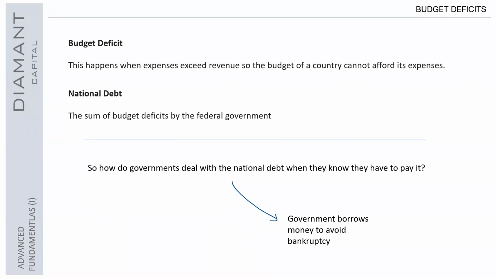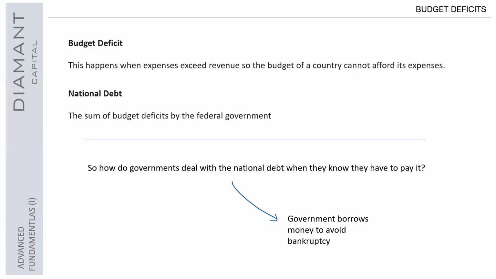So a budget deficit happens when expenses exceed revenue, so the budget of a company or of a country cannot afford its expenses. Now, the difference between budget deficit and the national debt is that national debt is the sum of budget deficits by the federal government. So think of it as a budget deficit is one part of the equation, and then national debt is the whole equation. So how do governments deal with the national debt when they know they have to pay it? Usually, the way they go about it is government borrows money to avoid bankruptcy.